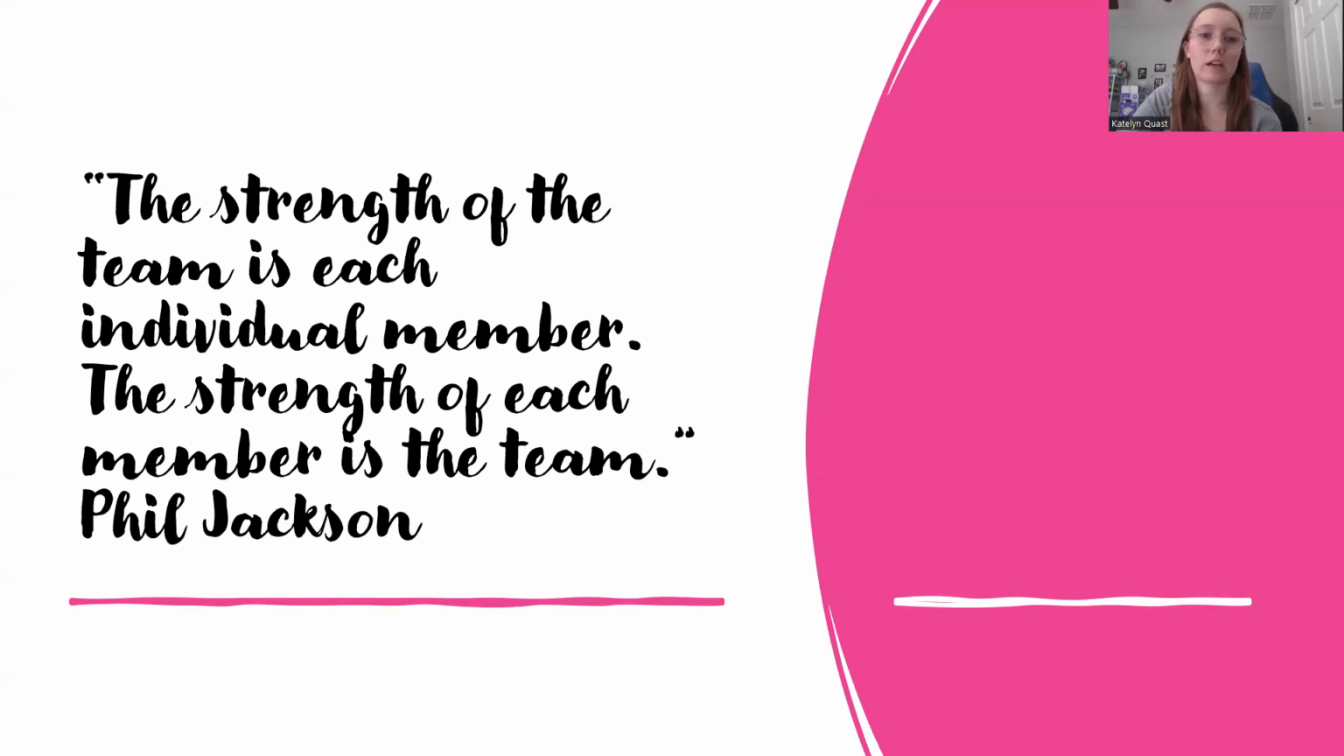Here's a quote from Phil Jackson that I liked. It says, "The strength of the team is each individual member. The strength of each member is the team." So this kind of reminds me there is no I in team. There's an individual member as part of the team, but then you also need the team to be strengthened, which is essentially what Phil Jackson is saying, in order to create a functional organization.